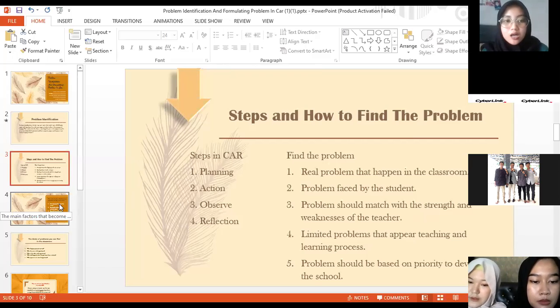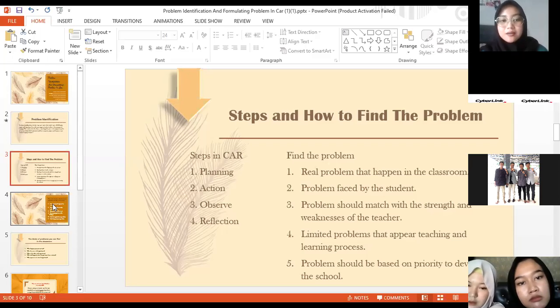Okay, when you try to identify the problem, it should be based on the strength of the teacher and then the weakness of the teacher. Why is this based on the strength? Because we are talking about giving an alternative solution. We have to measure ourselves first. Here, what is our strength in teaching, and try to implement our strength, make it a strategy, a method, and an approach.